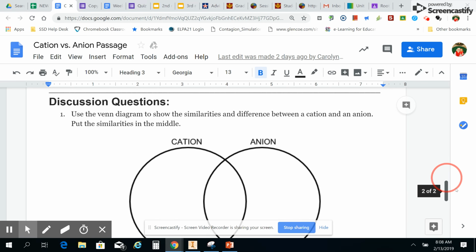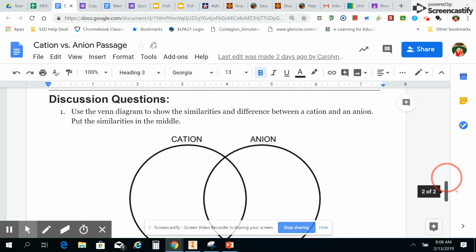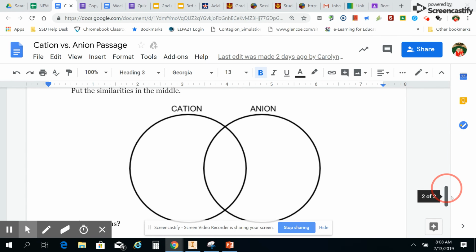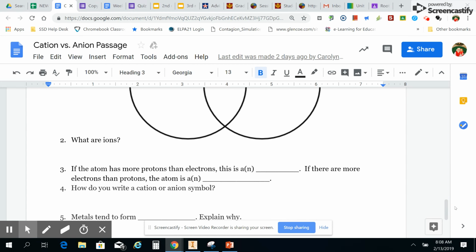Discussion questions. Number 1, use the Venn diagram to show the similarities and differences between a cation and an anion. Put the similarities in the middle. Question 2, what are anions? Question number 3, if the atom has more protons than electrons, this is a ___. If there are more electrons than protons, the atom is a ___.